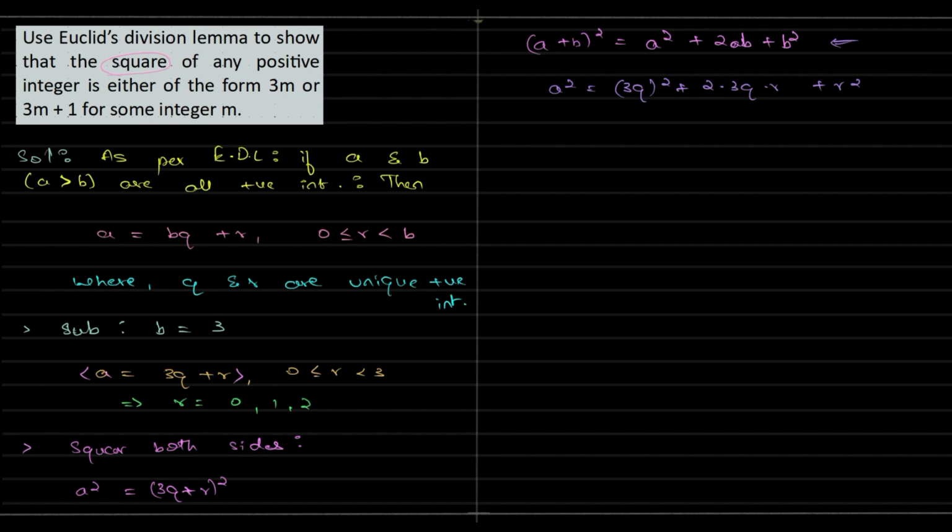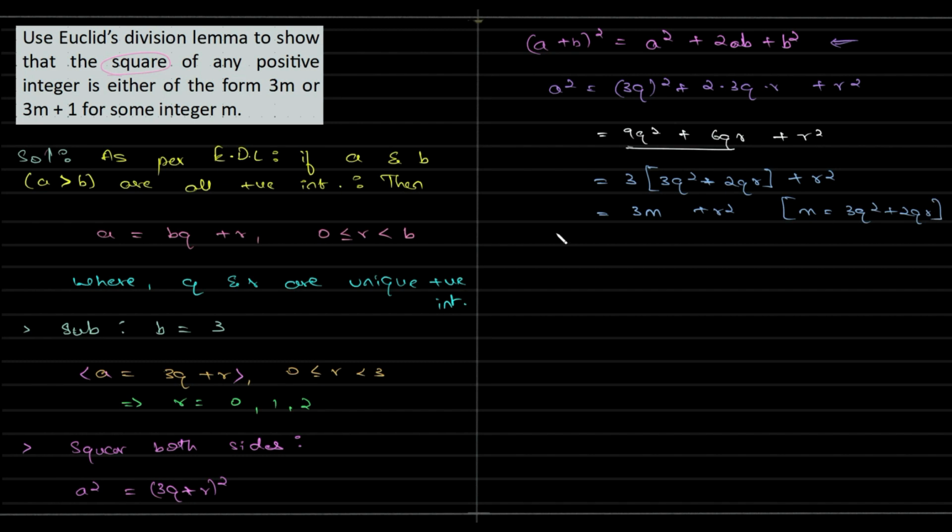So we need to solve this a bit. See, all the basics, whatever you see over here, I have taught it in basics, so please do watch it. 3q square is 9q square plus 6qr plus R square, right? So now I have a few things common in the first and the second term. Can you guess what is that? 3. So 9 and 6, we have 3q square plus 2qr plus R square. So this is equal to 3m plus R square, where m is 3q square plus 2qr, right?